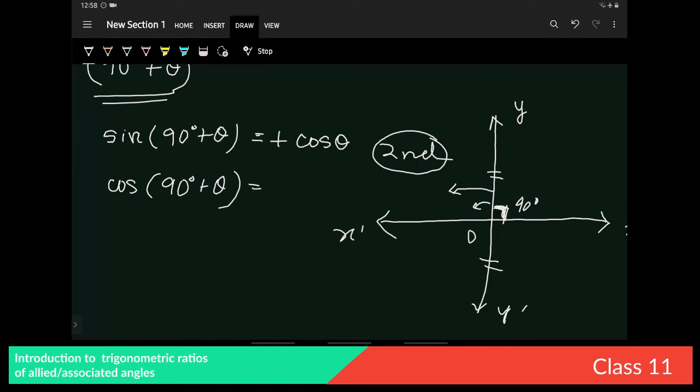Now we come to cos of 90 plus theta. In the second quadrant we know that only sine and cosec are positive, others are negative. So cos is negative, so we put a minus sign here.